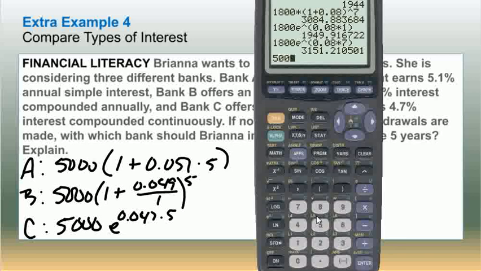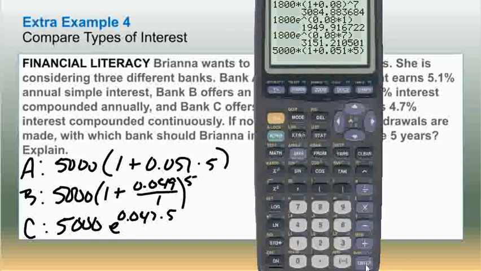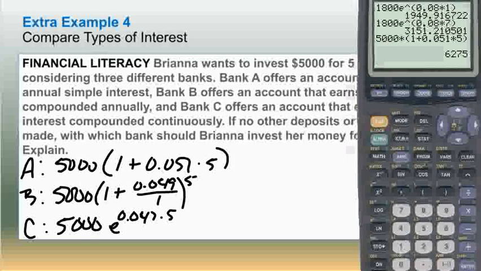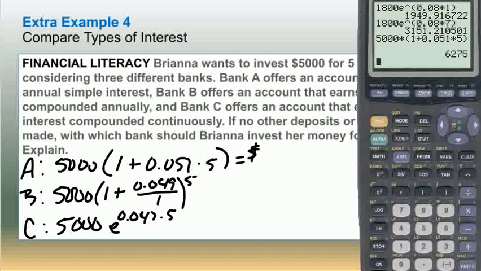First one, 5,000 times parentheses 1 plus 0.051 times 5 end parentheses gives us an account balance of $6,275.